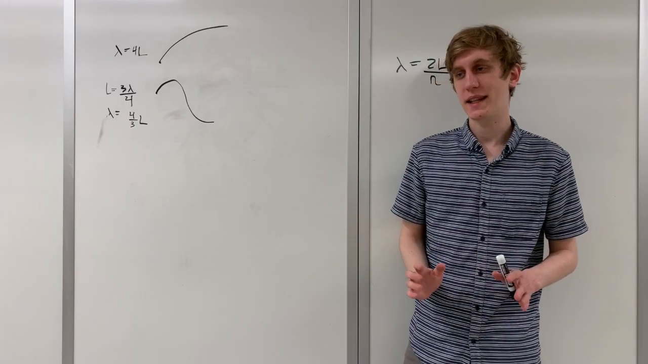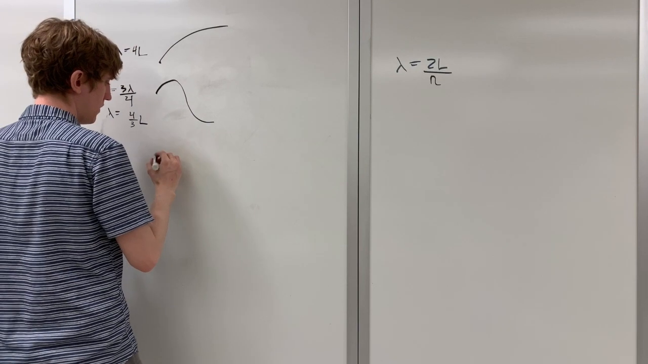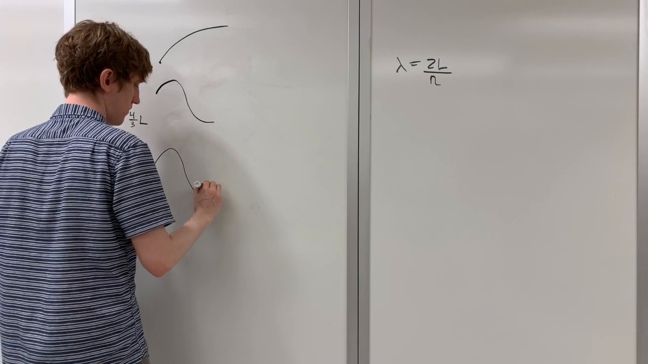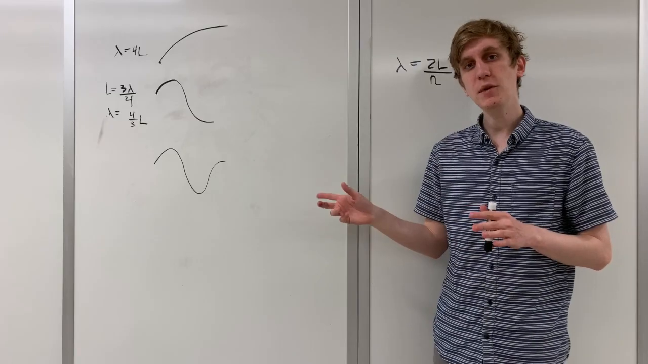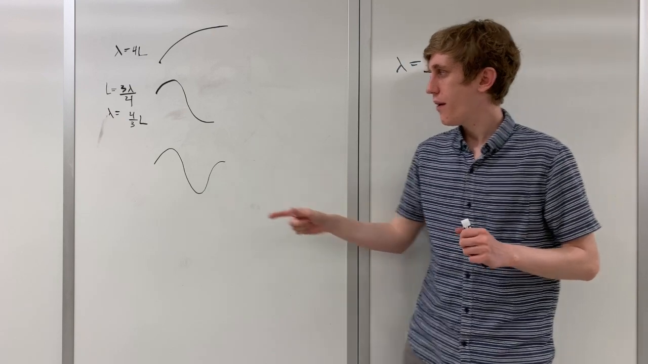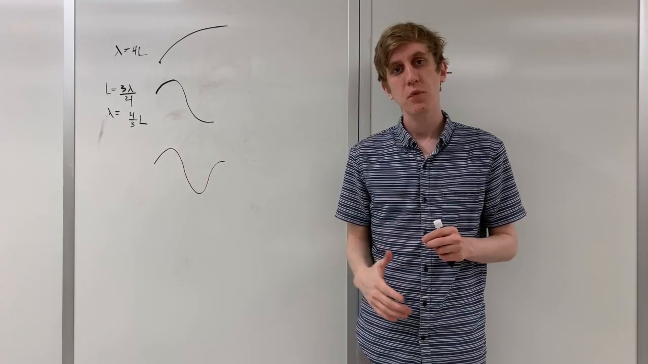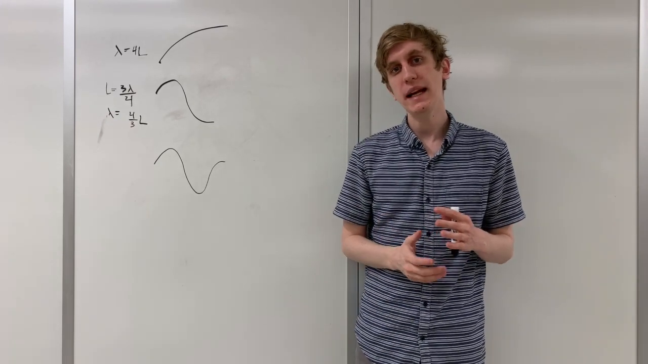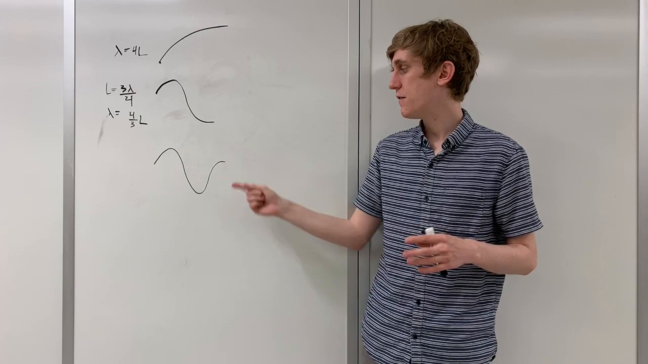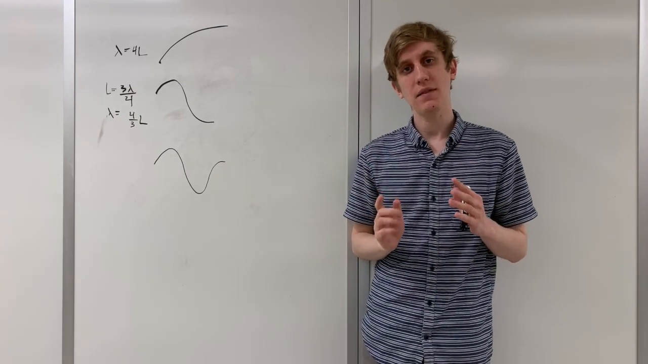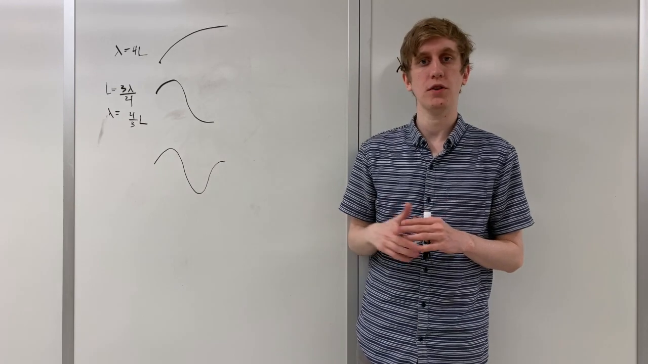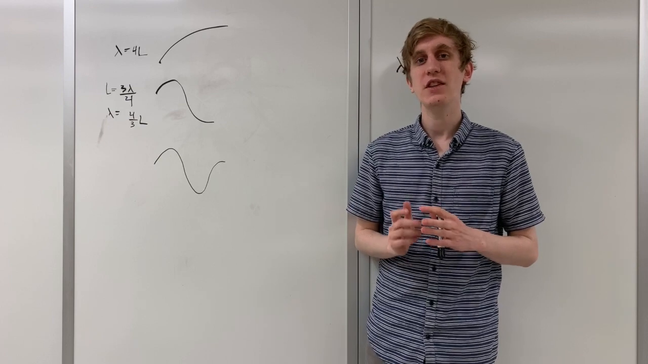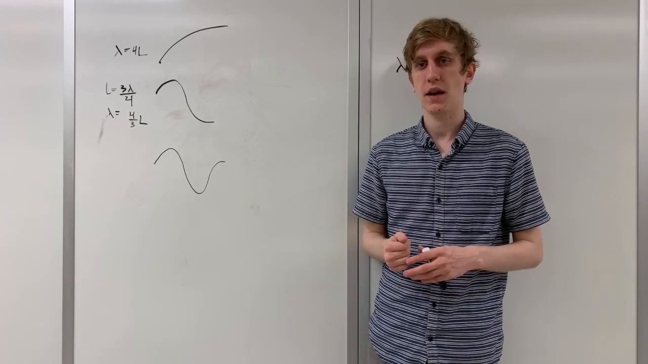Let's do one more to get the pattern. How much of a wave do we have here? Well, we have one peak and one trough, which is of course one full wave. But then we have this additional half of a peak. As before, this half of a peak is just 1/4 of a wavelength. So we have 5/4 of a wavelength on this string, which means the wavelength itself is just 4/5 the length of the string.